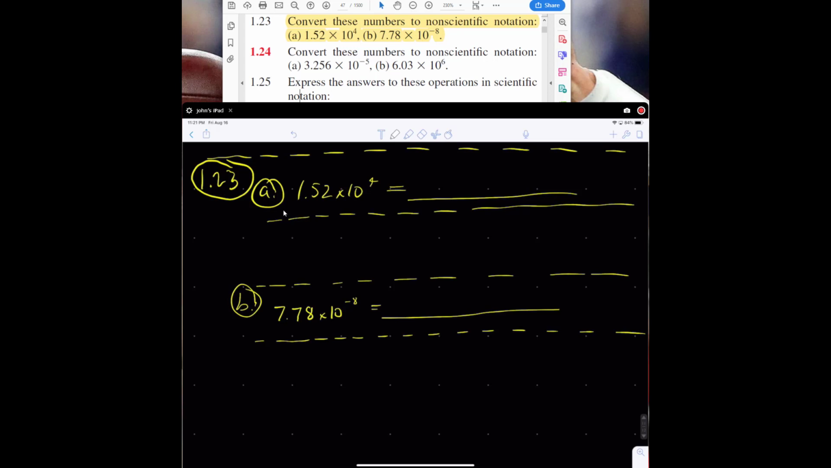We have our lowercase n, which is our exponent. We know it's equal to 4. So that means we're going to move this decimal point from 1.52 over to the right 4 places. Right? So here, 1, 2, 3, 4.